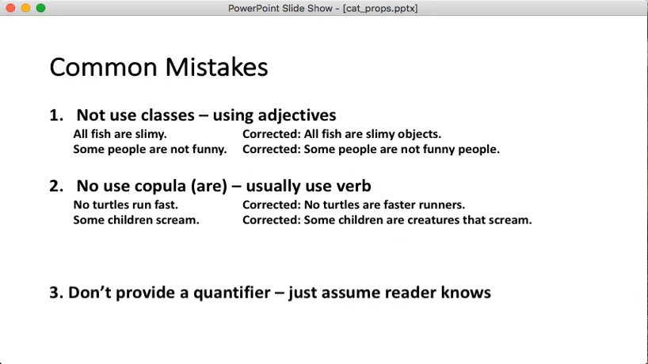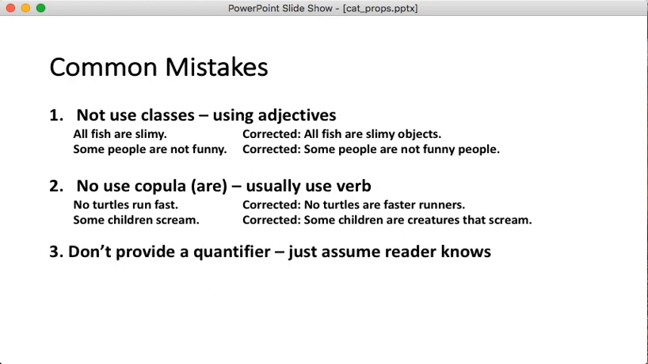Okay. And finally, the other one I see is people sometimes will not provide a quantifier and just assume whoever's reading the proposition knows what they're talking about. So boulders are rocks. Well, what are we talking about? How many boulders are we talking about? In this case, it's some boulders are rocks. When I wrote it, I was thinking, oh, you could have ice boulders. Those are not rocks. But I can't assume that. I have to make it clear. So we have to ensure we include a quantifier in here.